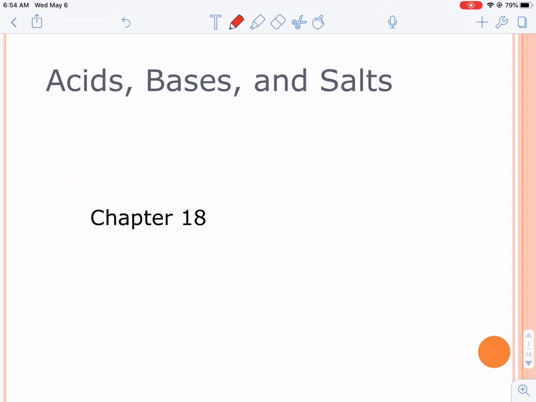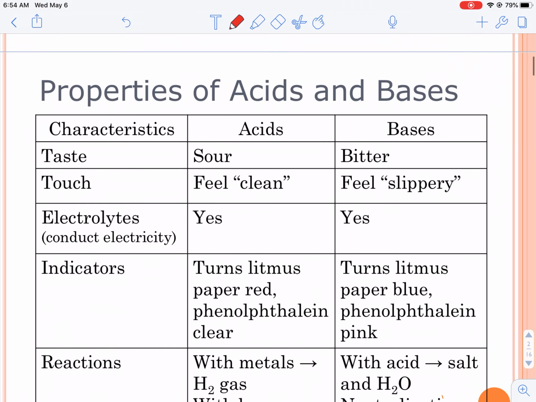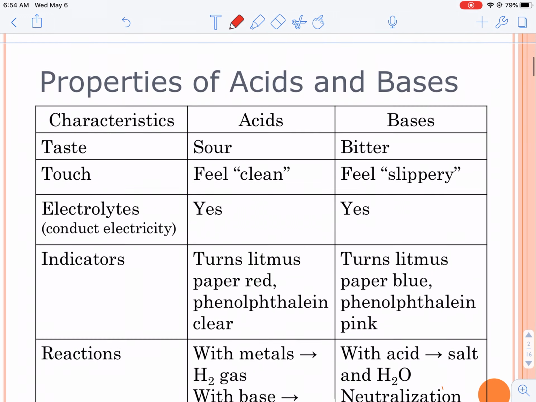Good morning. Today we're going to talk a little bit about acids, bases, and their interactions with one another. This is all we're going to really do with Chapter 18. I'm not going to go into the math of Chapter 18, but we do have to go into a little bit about what is an acid and what is a base. A couple of basic properties of acids and bases.